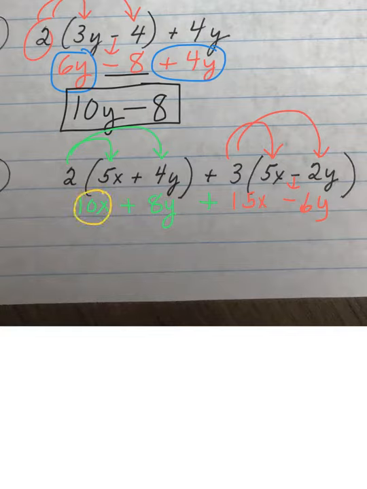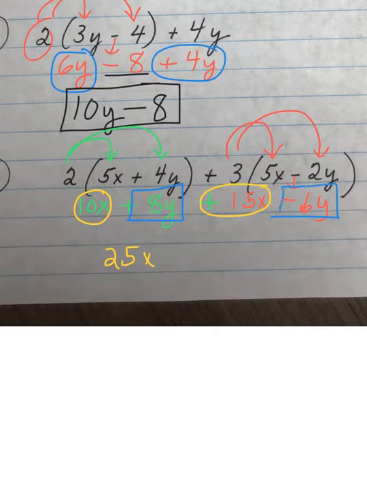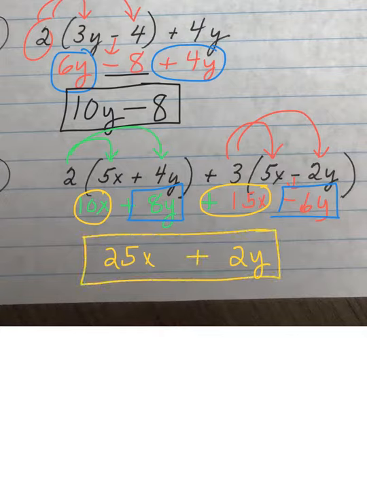So now I can combine this 10x with this 15x, which would give me 25x, and I can combine 8y minus 6y, which gives me 2y, and it's a positive 2y, so there is my final simplified expression.